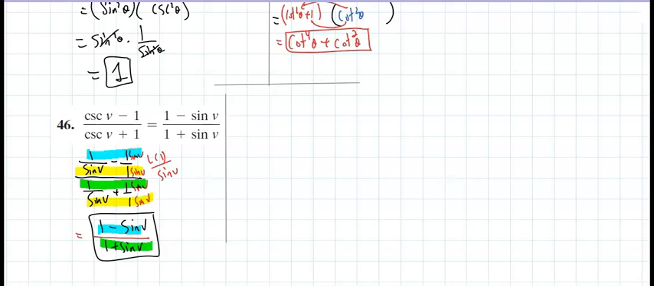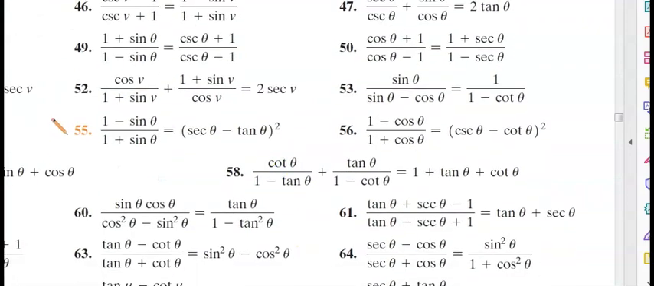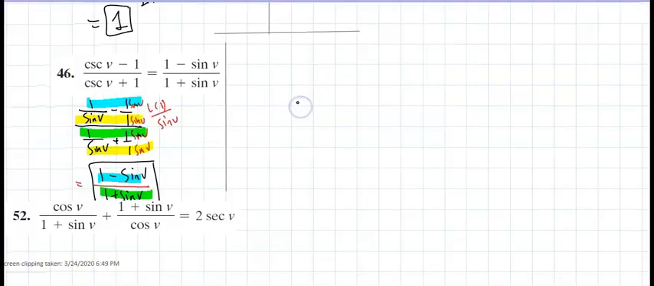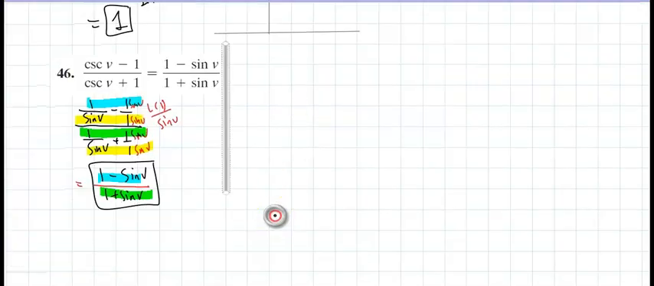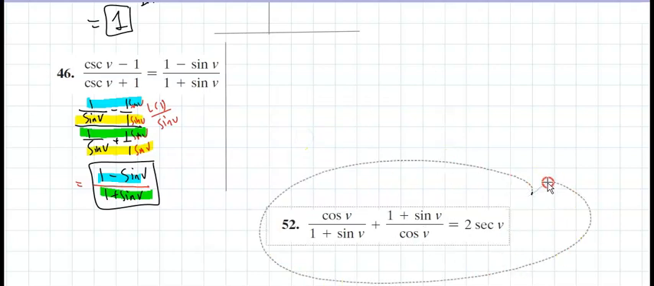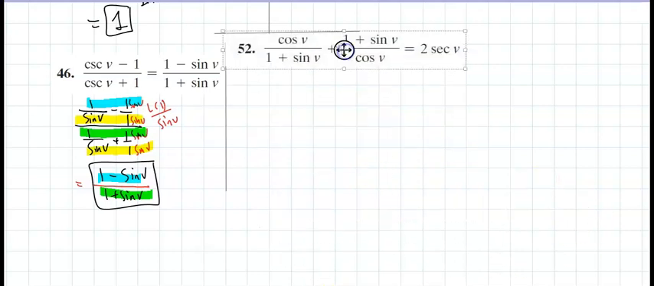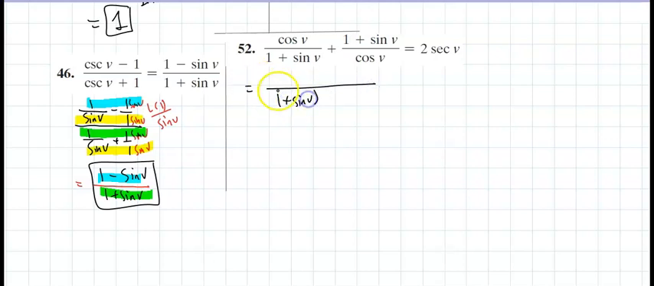If I look at the next problem, I'm looking at number 52. And if I ask which side do you think is more complex, well, obviously the left side is more complex. Look at that. And what can I do with that? I can get a common denominator. Isn't the common denominator 1 plus the sine of v times cosine of v? And I'm going to multiply this by cosine of v top and bottom. And I'm going to multiply this by 1 plus sine of v top and bottom.